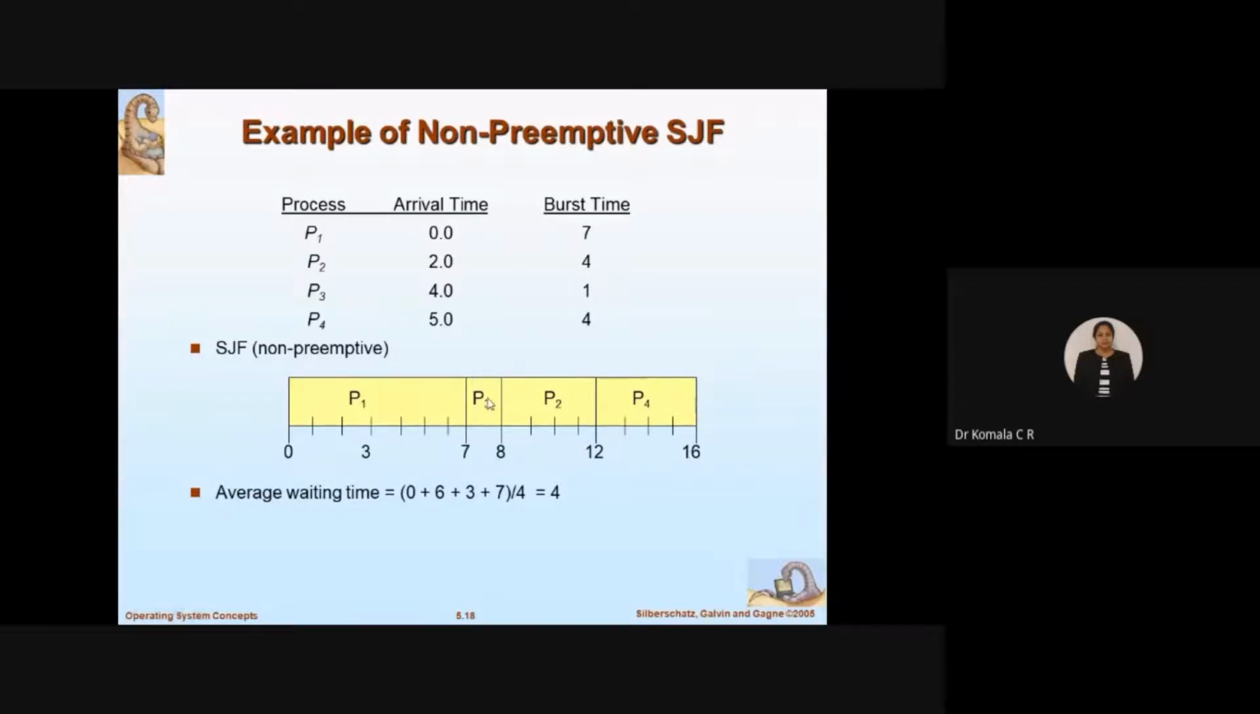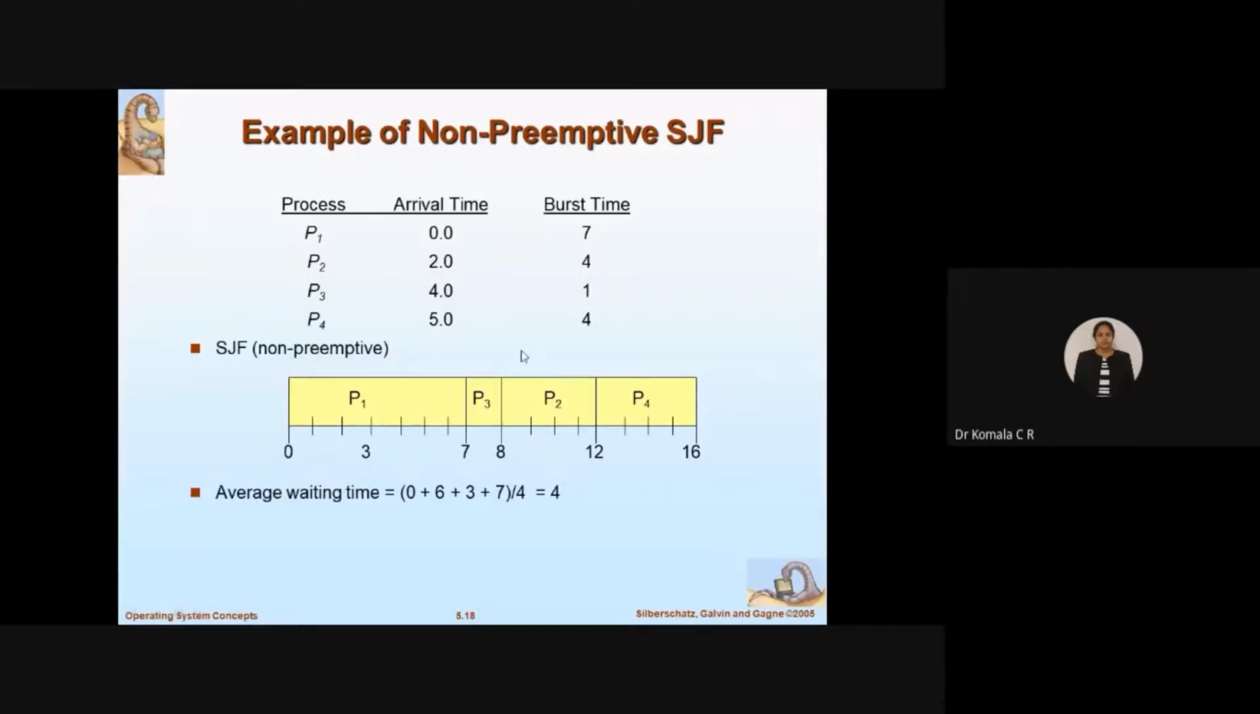So I start P3. I need 1 slot to complete my job P3. In between, if any other job arrives, say at 0.5, then I would have to worry. But no other job has arrived in that 1 slot. So I'll complete my P3. Adding 1 burst time, 7 plus 1 is 8. So at the end of the 8th slot, I have completed P3.